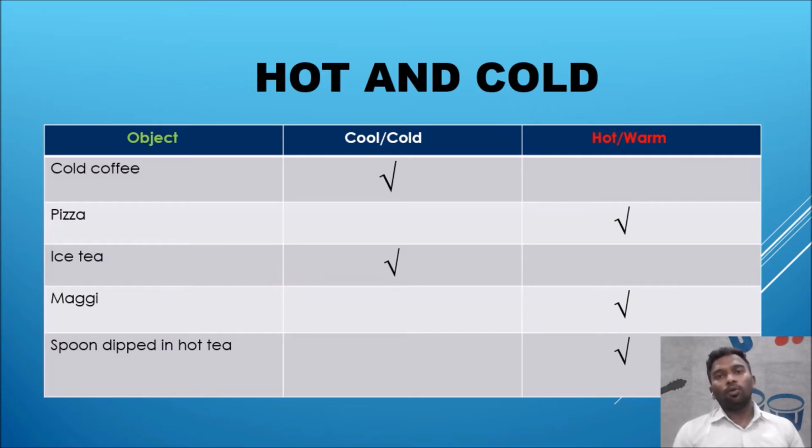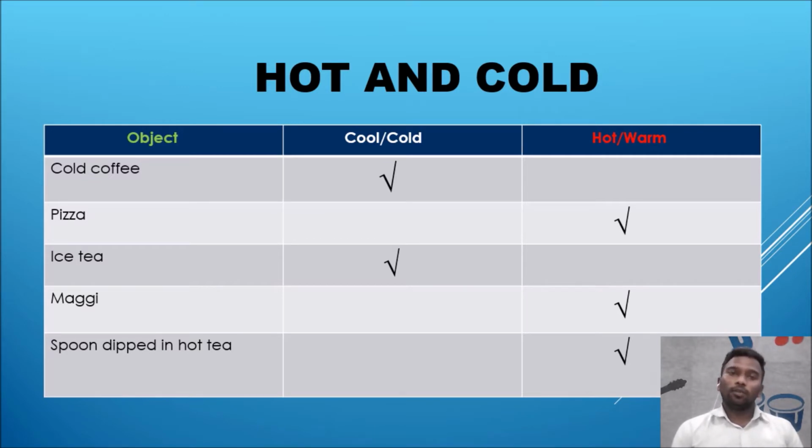At this point, one more new term is introduced: temperature. What does it mean by temperature? Temperature is nothing but a measure of heat. It is a measure of heat, right? Now, with this knowledge, we can decide which object is hot or cold. Here you can see on the screen some of the objects we have given.